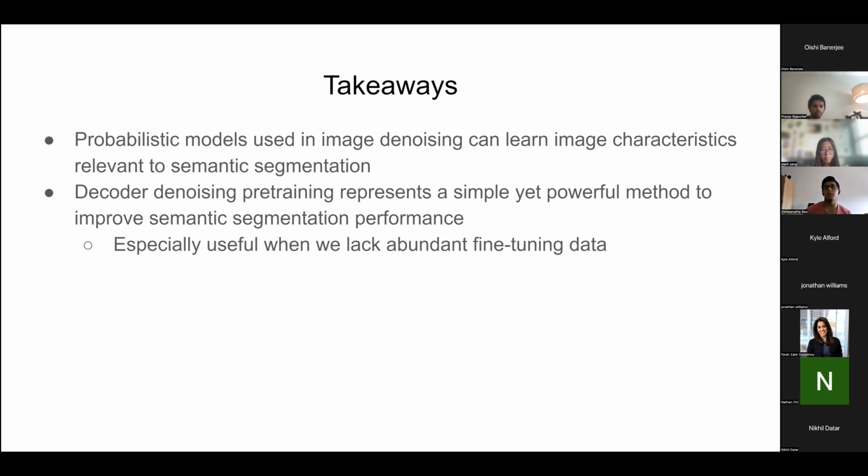So I believe that the takeaways from this paper are twofold. So firstly, I thought that it was really interesting that probabilistic models used in image denoising can learn relevant image characteristics that could be used for semantic segmentation. And then perhaps more importantly, that decoder denoising pre-training represents a very simple yet powerful method that can improve semantic segmentation performance. And this improvement is especially useful when we lack abundant fine-tuning data, which is often the case for semantic segmentation tasks. So that was it.